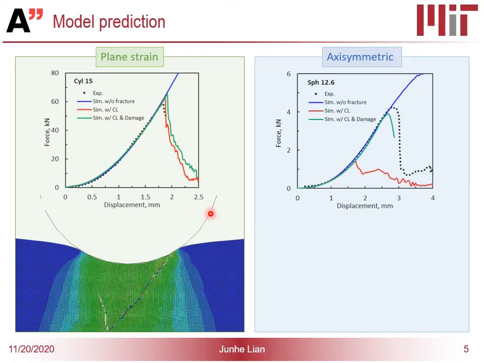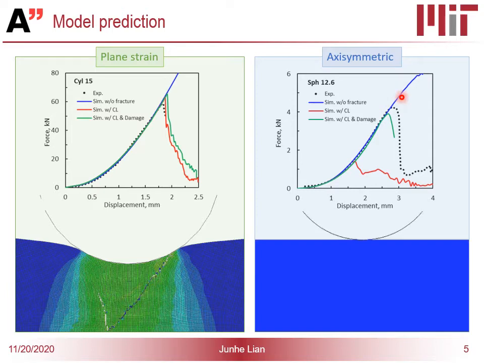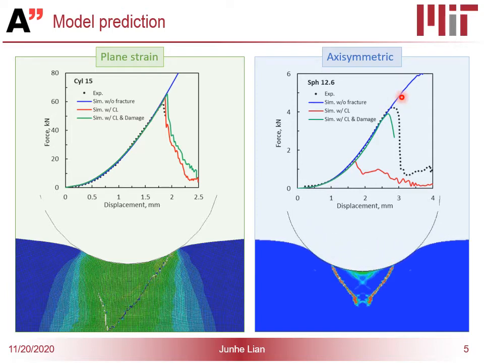If we move to the axisymmetric condition, you can see here, instead of the very premature failure point, we significantly improve the load carrying capability and improve the prediction of the fracture point. If we look at how the fracture pattern looks, this is it.